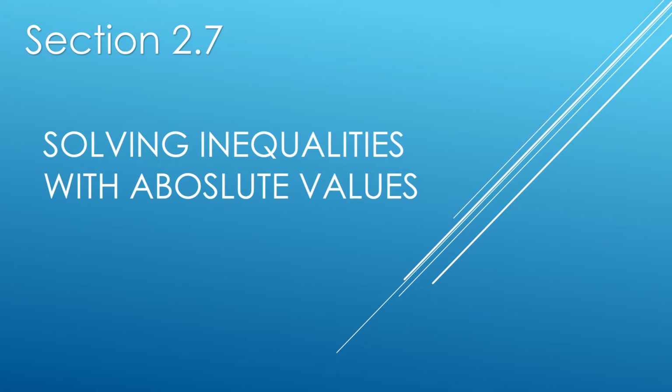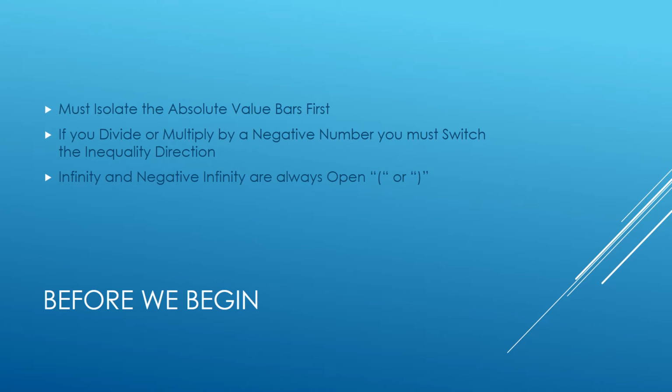Welcome everybody. In today's video we're going to talk about section 2.7, solving inequalities with absolute values. Before we begin, let's remember three things. One, you must isolate the absolute value bars first. Two, if you divide or multiply by a negative number, you must switch the direction of the inequality. And three, infinity and negative infinity are always open, so we're going to be using the parentheses.